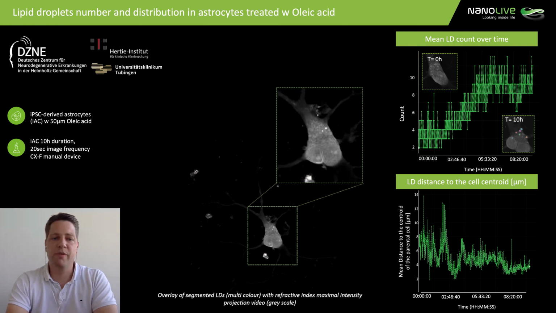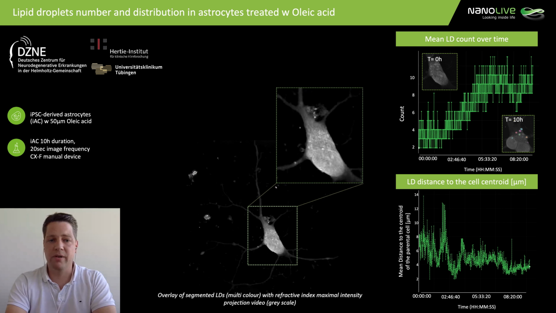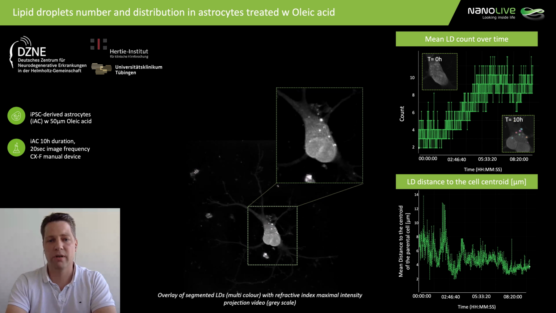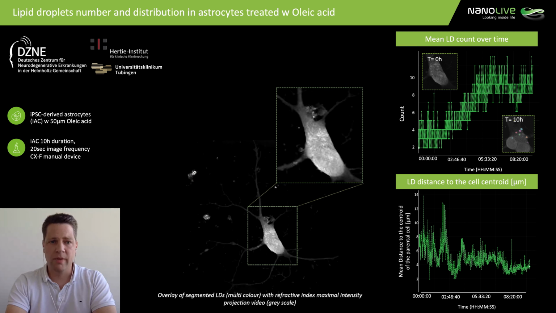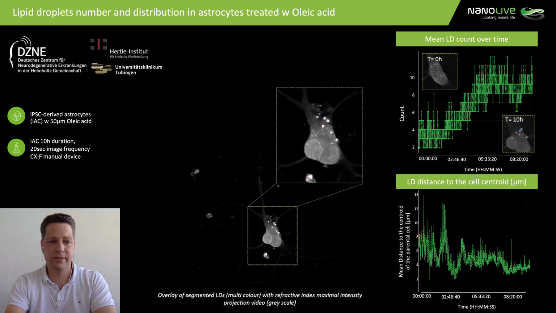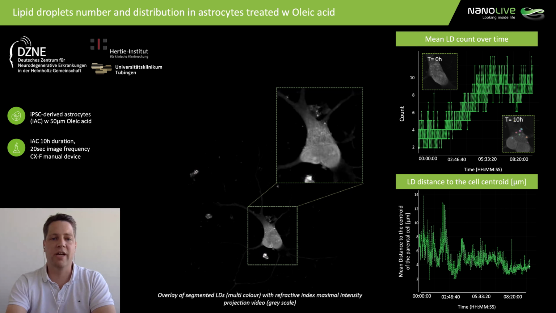During the alpha testing, we performed some analysis on iPSC-derived neurons as well as astrocytes. On this slide, you can see a video of an iPSC-derived astrocyte treated with 50 micromolar oleic acid to induce the formation of lipid droplets. We performed a live cell imaging over 10 hours with an image frequency of 1 frame every 20 seconds. The software now calculates the mean lipid droplet count over time, or for example, the mean lipid droplet distance to the center of the cell.